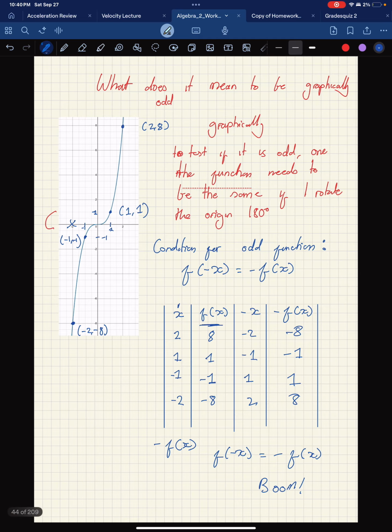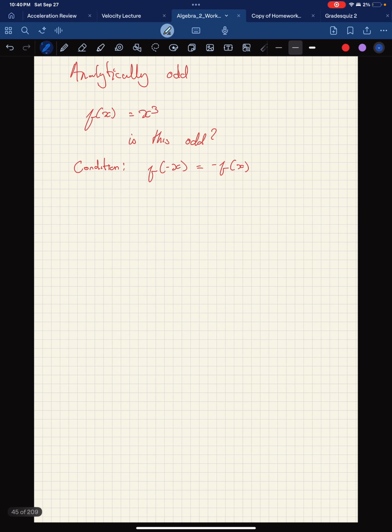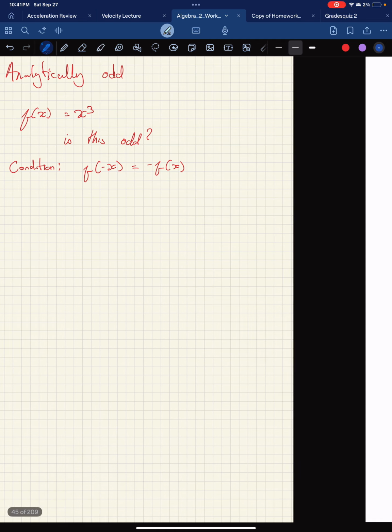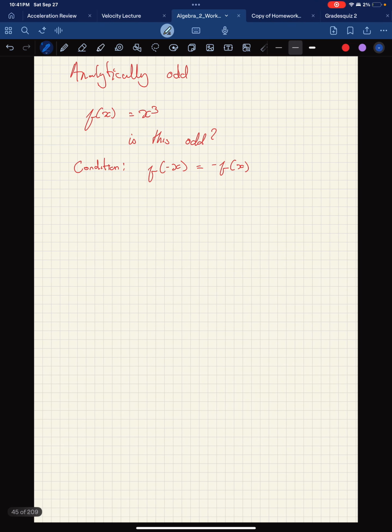Great job. So now, let's do this analytically. Let's try to prove it with math. Although we're doing math there, we're mostly looking graphically. But now let's try to use some formulas.